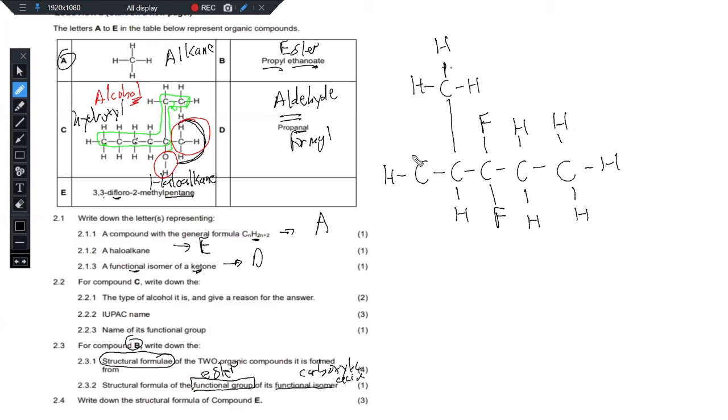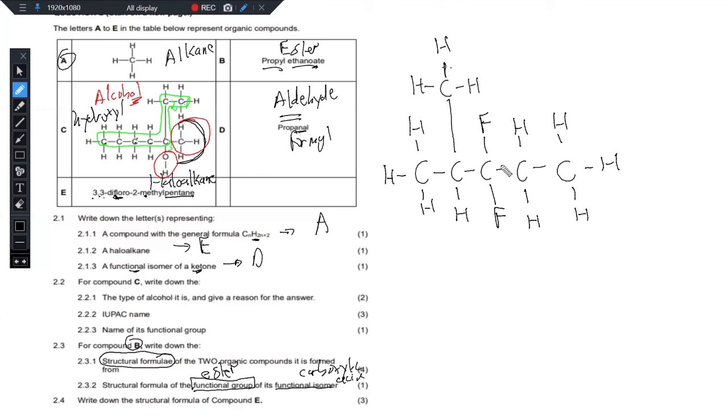Fill in our hydrogens like that. And then that's it. That's how you have a 2-methyl 3,3-difluoro. Remember, the reason we are starting with fluoro here is because of the alphabetical order rule. F comes before M, so we have to say 3,3-difluoro-2-methyl pentane, right? Because F comes before M. So it's always the substituent there, or the halogen, before the methyl branch, right?